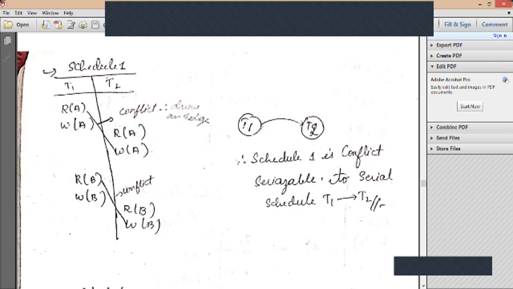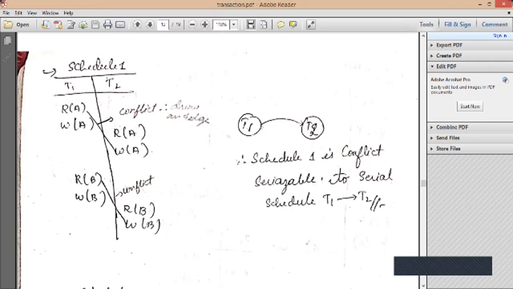That means you can perform the operations as a serial schedule like this: read of A, write of A, read of B, write of B in T1, and after that in transaction T2 you start read of A, write of A, read of B, write of B. So whenever a particular schedule is conflict serializable, it is satisfying serializability, and you can have an equivalent serial schedule for this particular schedule.